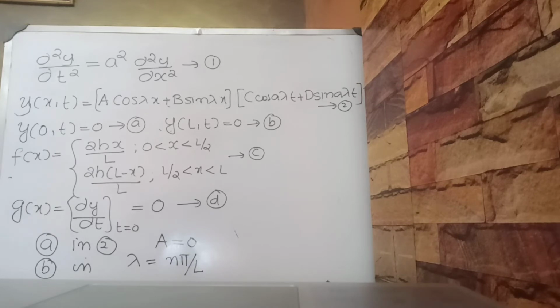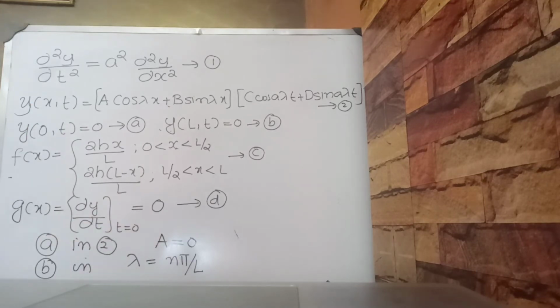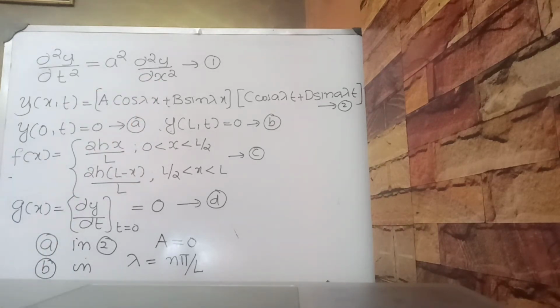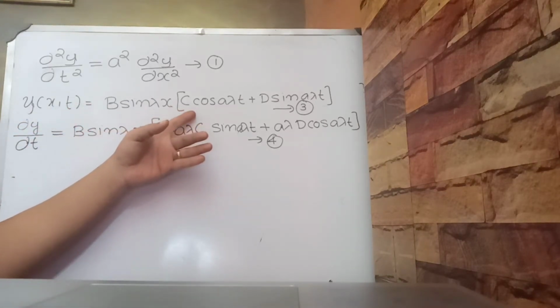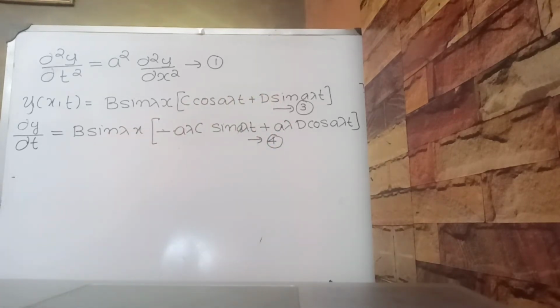So we have capital A equal to 0 in equation 2 and λ equal to nπ/L when we apply the two boundary conditions in equation 2 and in the new equation. So we have y(x,t) equal to B sin λx (C cos aλt plus D sin aλt), where λ is nπ/L.